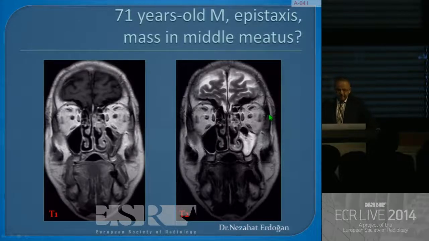Another case. This case is a 71-year-old male. He was complaining of epistaxis, and he was referred to the MR unit with the suspicion of a mass in the middle meatus. Let us check. There is only simple sinusitis on the left side, but nothing else.